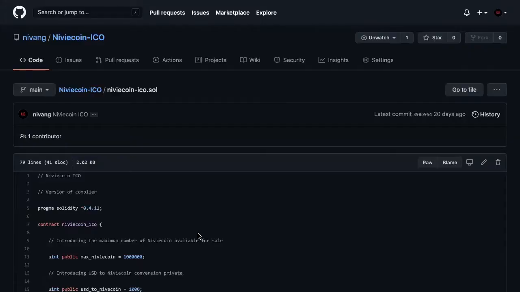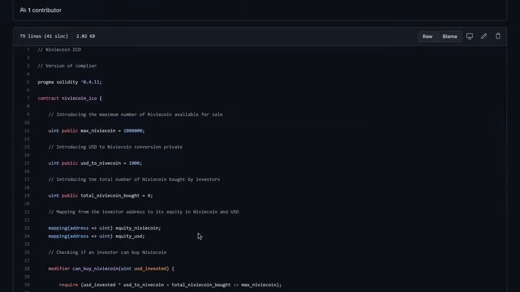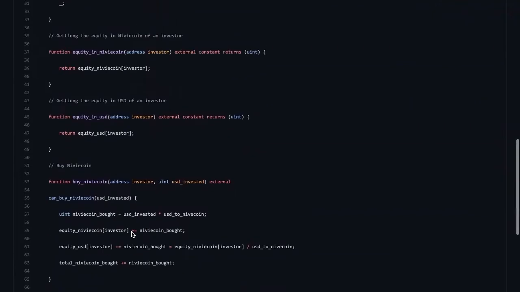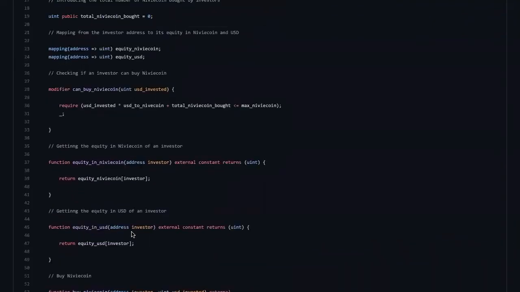Well, that was a demo for how the Niviecoin ICO works. Now let's see how the backend of it works. So in the GitHub of the project, we have all the code, which basically describes how the ICO works, how people can buy and sell it, and how all of the functionality is going to work.